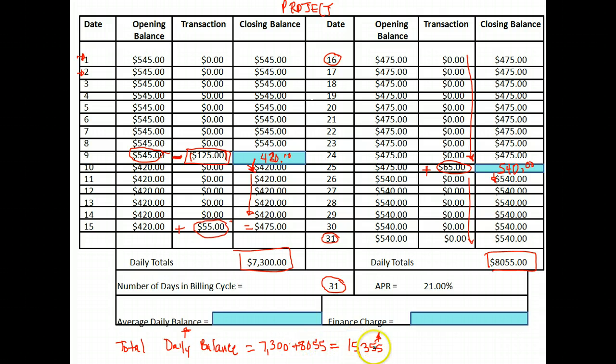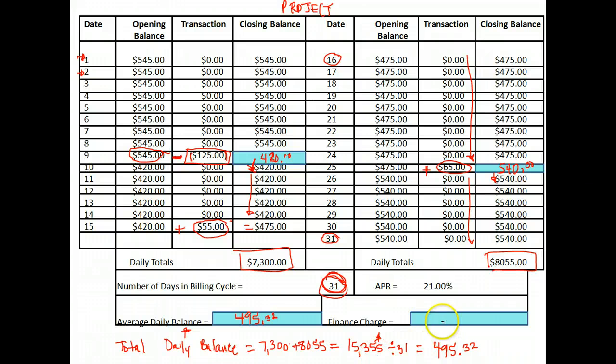We want the average daily balance. So this is our total of balances. To find the average, you divide by the number of days. Okay, so there were 31 days total. We're now going to take our total we had for the balances and divide by 31. When we do that, we get $495.32. So our average daily balance we're going to put in here is $495.32.